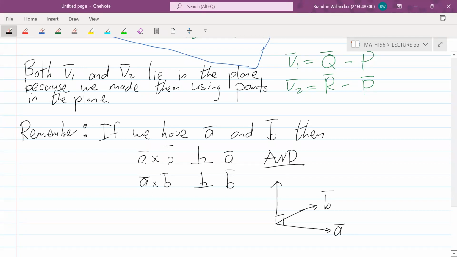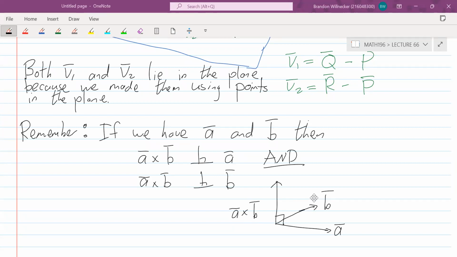Okay, and it's perpendicular to both of them. So A cross B. Remember, if we did B cross A, then the vector would go the other way. Okay, but I just wanted to go up just for the picture. So we know that this A cross B is perpendicular to both of them. So A and B lie in some plane, and A cross B is perpendicular to them.